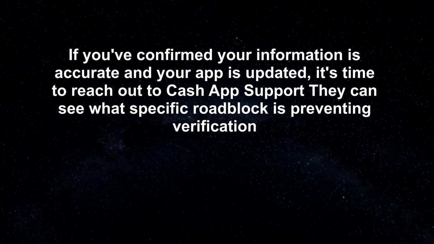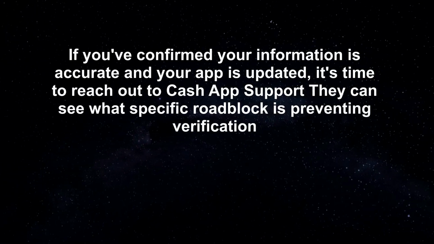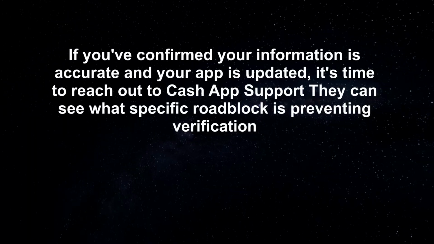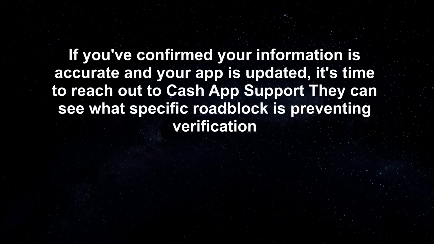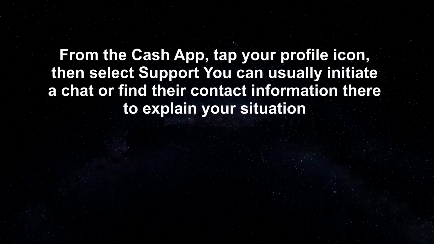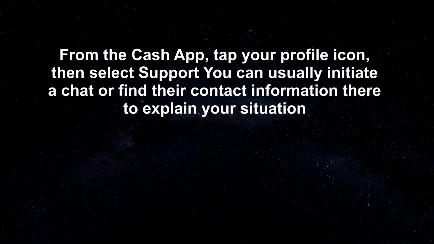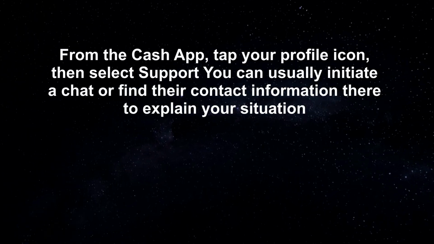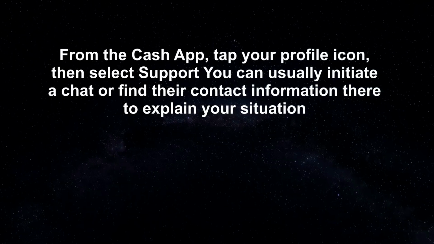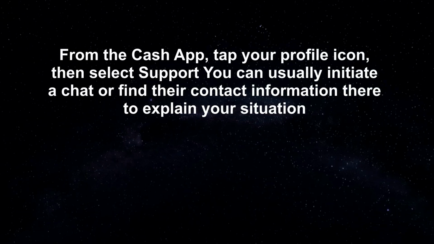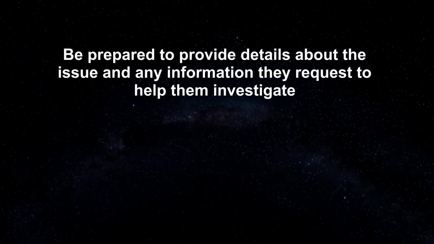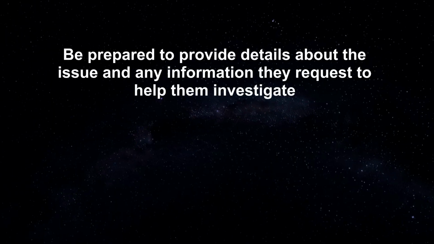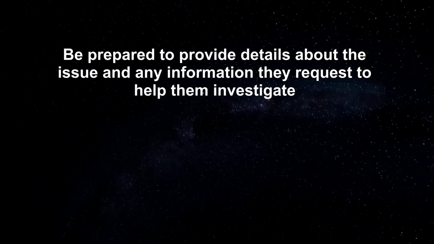If you've confirmed your information is accurate and your app is updated, it's time to reach out to Cash App support. They can see what specific roadblock is preventing verification. From the Cash App, tap your profile icon, then select support. You can usually initiate a chat or find their contact information there to explain your situation. Be prepared to provide details about the issue and any information they request to help them investigate.